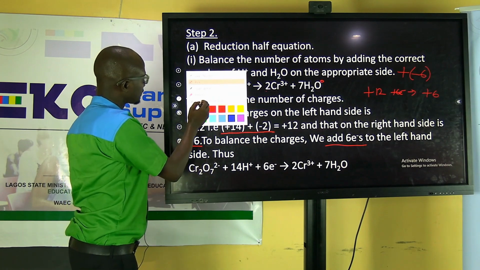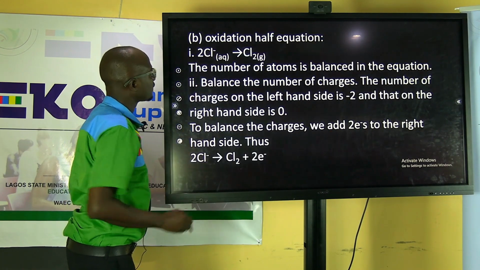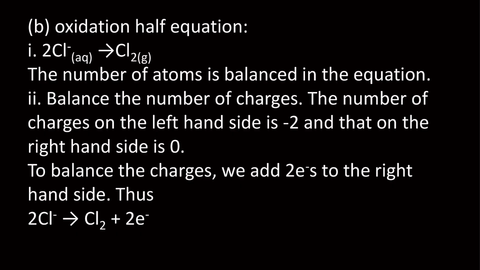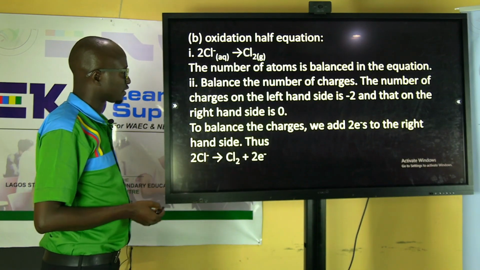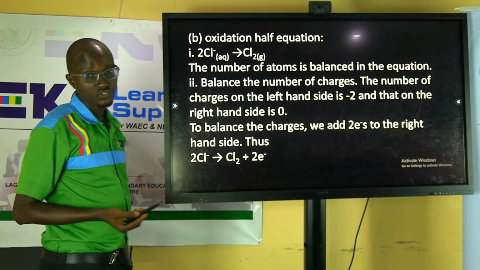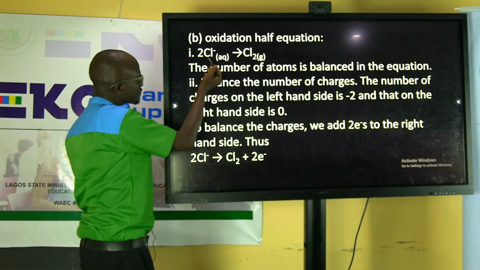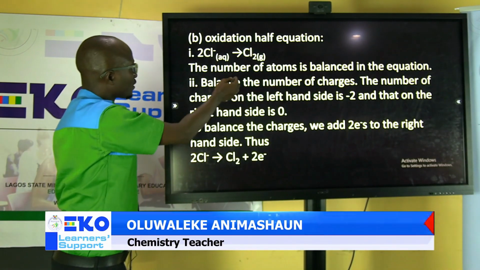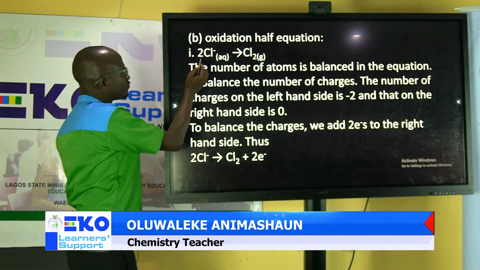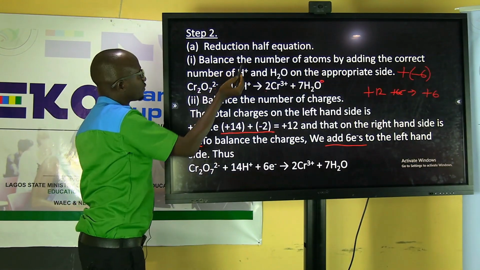Let's move on. Yes, the other half equation, the oxidation half equation. Remember, we call it the oxidation half equation because it is undergoing oxidation. It's as simple as that. It's undergoing oxidation from -1 to 0. How do we balance this? This one seems simpler than the other one. There are no missing atoms. We have just Cl, so the number of atoms is balanced. You can see the number of atoms is balanced in this equation, because we have 2 chlorine here and 2 chlorine here.